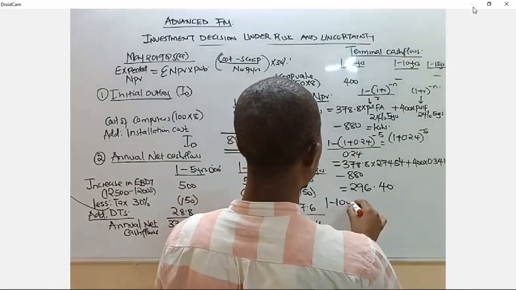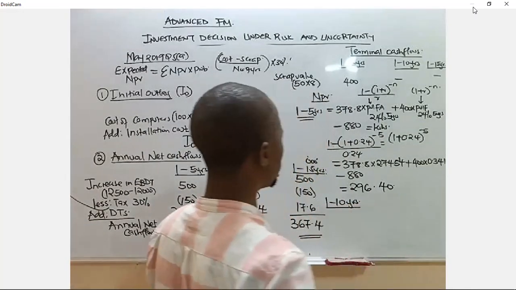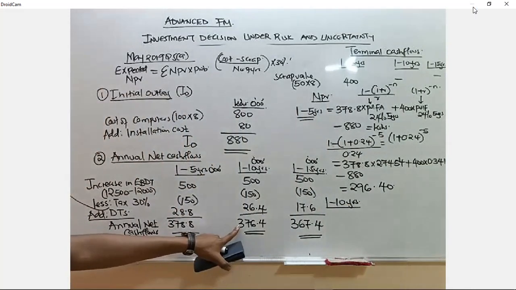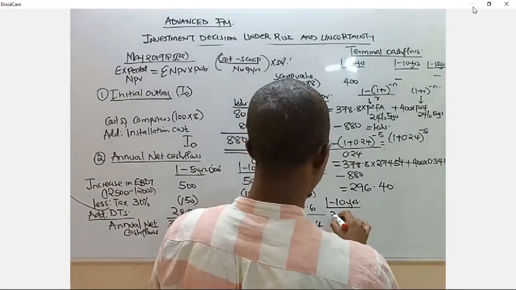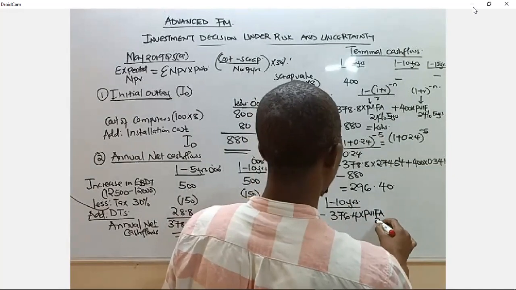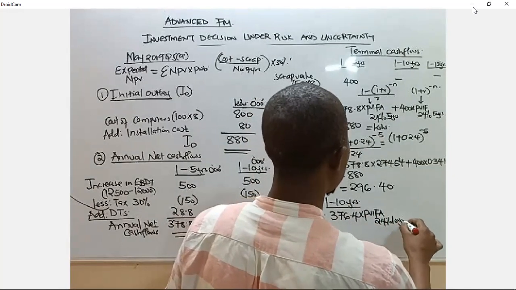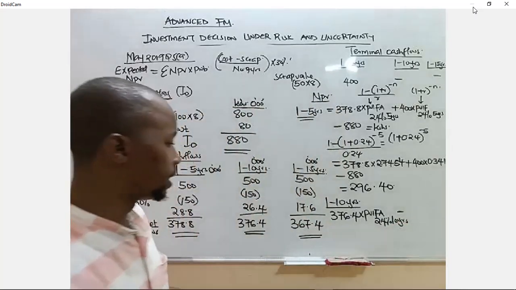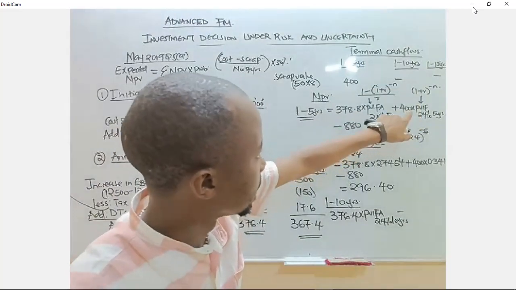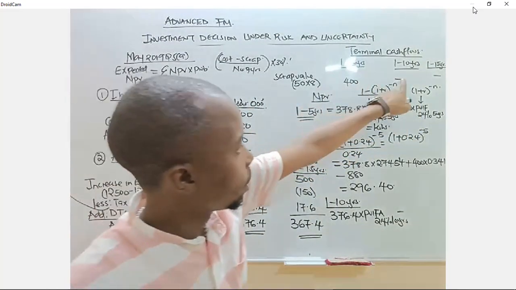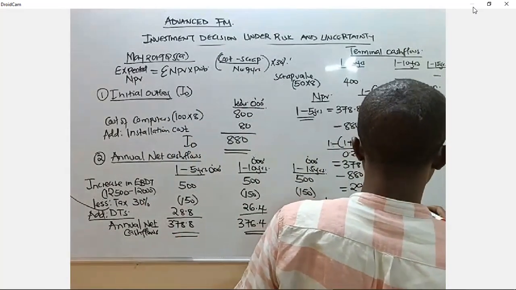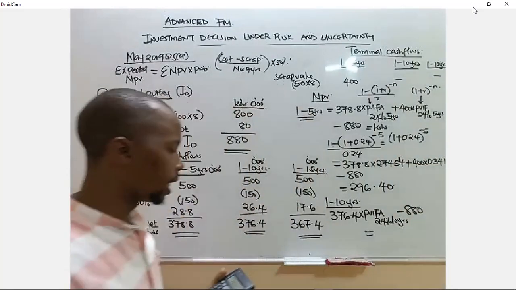1 to 10 years. Very simple. Calculate the NPV for 1 to 10 years, and I will be able to say the annual net cash flows is 376.4 times the present value interest factor annuity, 24%, 10 years. Minus, they don't have the terminal cash flows, so you don't add the 400. The 400 is only for 5 years. Here there is none. So you just subtract the initial outlay of 880.